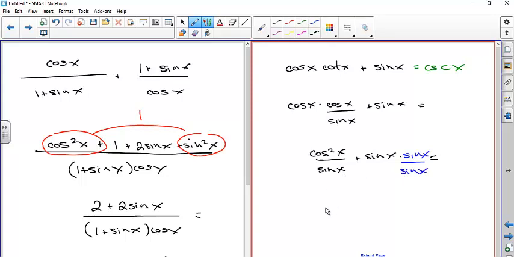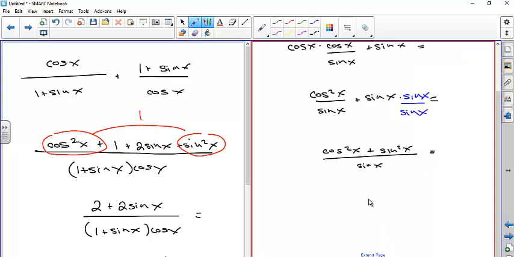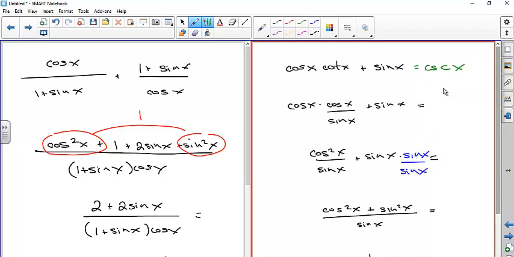So from the first term I'll get cosine squared. From the second term I'll get sine squared, and I divide the whole thing by the common denominator of the sine of x. But the cosine squared plus the sine squared equals 1, so I get 1 over the sine of x, which is equal to the cosecant of x, which is what we showed graphically. So that's how those work.